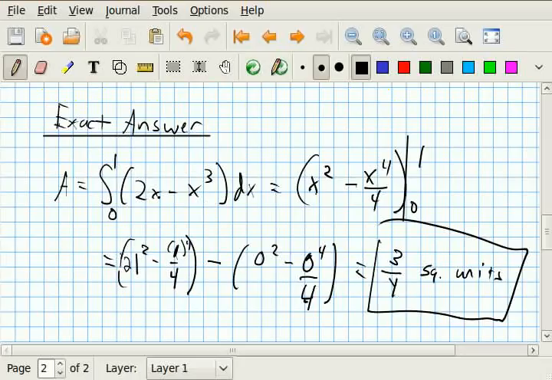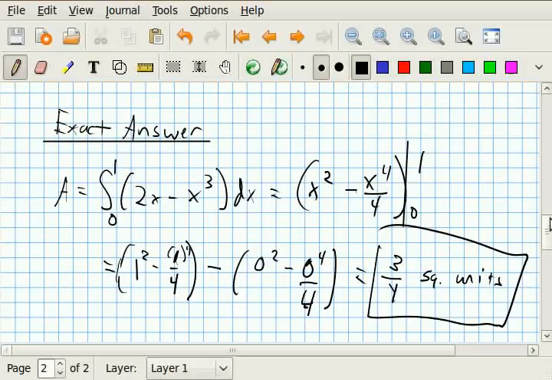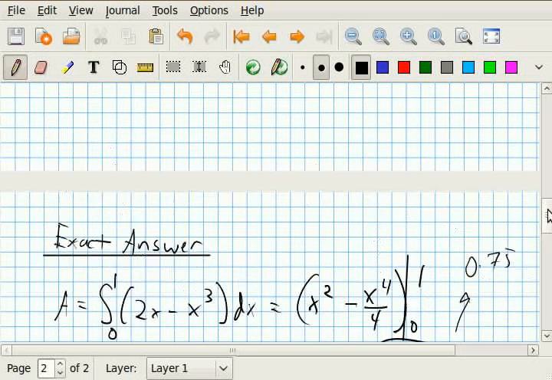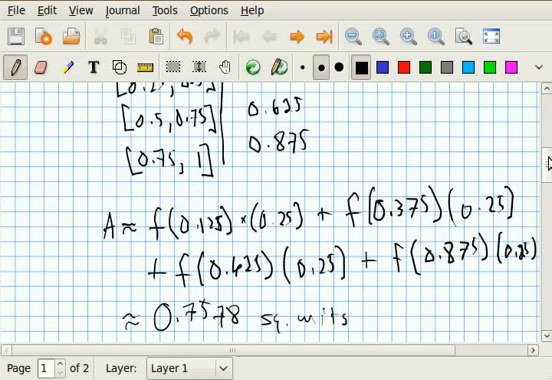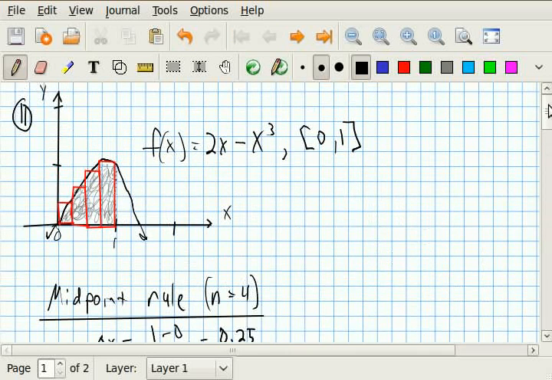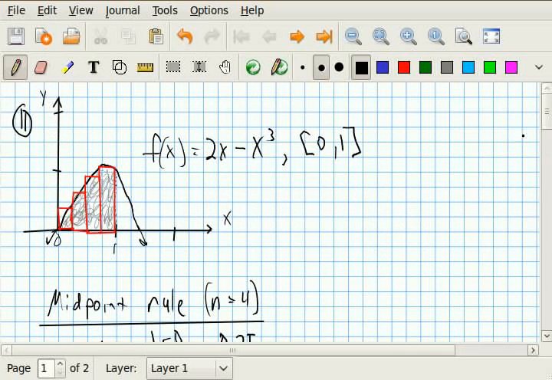The antiderivative is x squared, or 2x minus x to the 4th over 4, and then I substitute the endpoints in. I put 1 into the antiderivative and subtract what I get when I put 0 in, and I get exactly 3/4 of a square unit, which is, again, 0.75. So our estimate, which was 0.7578, was actually pretty close. The exact area is exactly 0.75 square units.